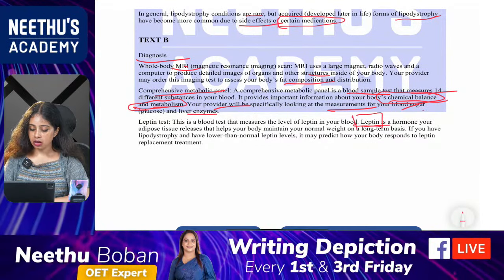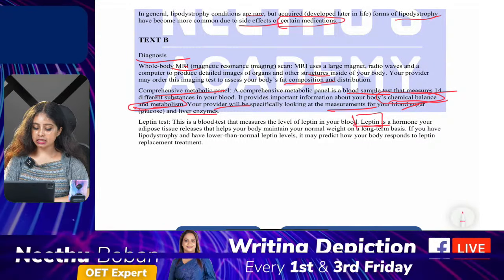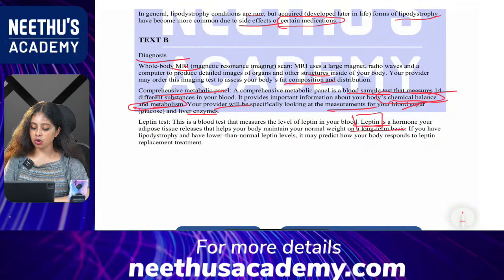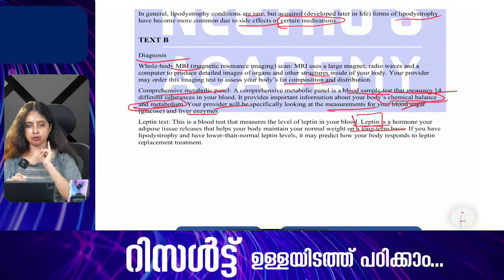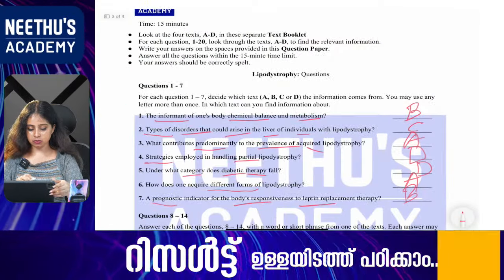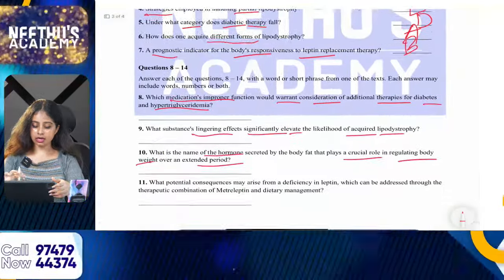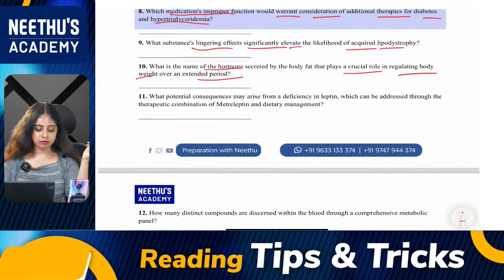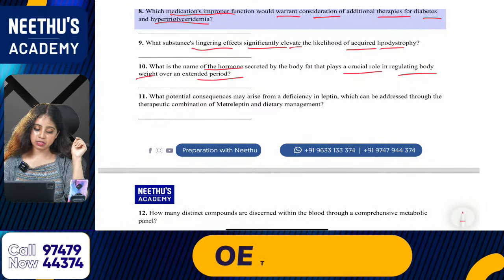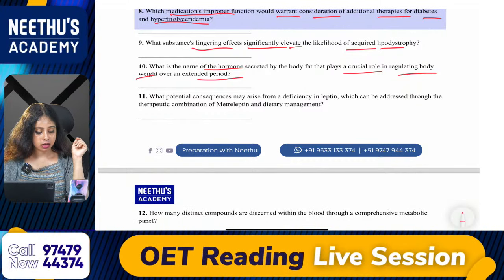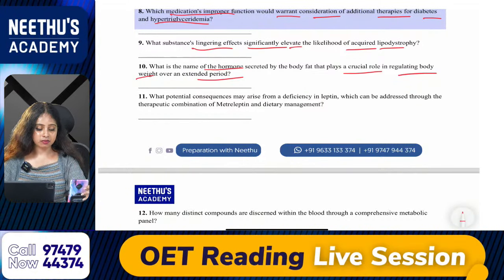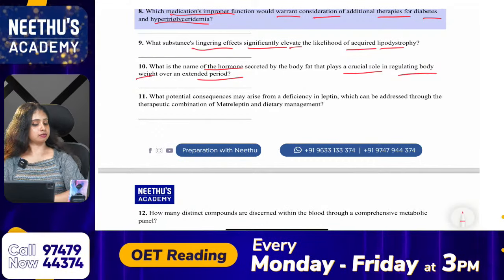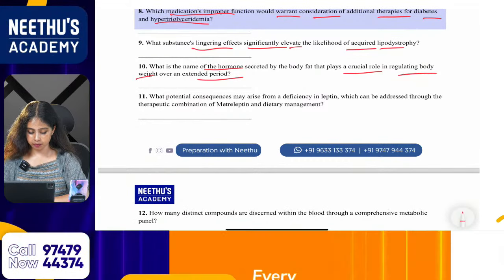Leptin is a hormone your adipose tissue releases that helps your body maintain your normal weight on a long term basis. That is from the keyword from the question. Okay, so that is the answer, leptin. Okay, Alphonse, very good. Leptin. Sanida, leptin. Yes, Grishma, leptin. Yes, Anu, leptin. Eva got the correct answer. Monica, Kavita, yes, very good. That is the correct answer.